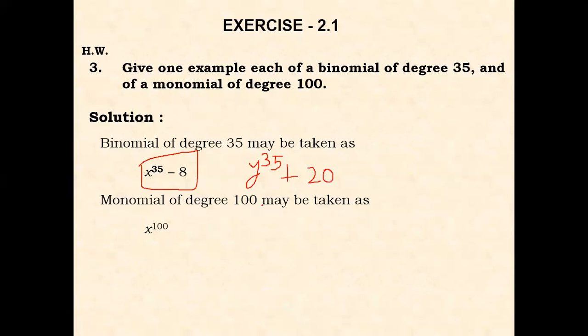Monomial of degree 100 may be taken as x to the power 100. It could be y to the power 100 as well. So you can take any variable. R to the power 100 you can consider. So there are various answers for this part.